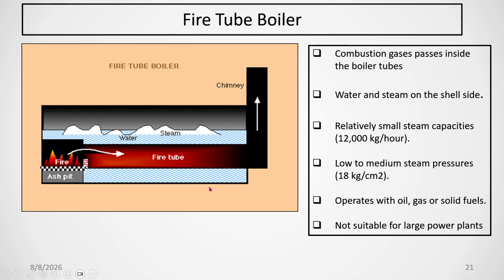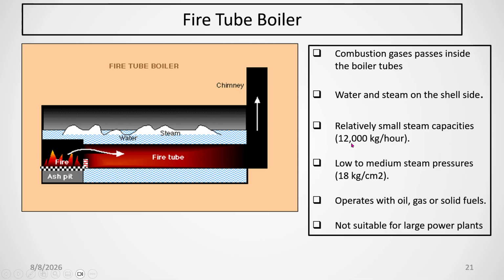The water and steam will generate, but in the fire tube boiler we cannot use very big capacity or high pressure, because if you want to generate high pressure, the drum thickness should be more. If you increase the drum diameter, your thickness should also increase as per your pressure, because you know hoop stress is PD by 2T, so that will be costlier.